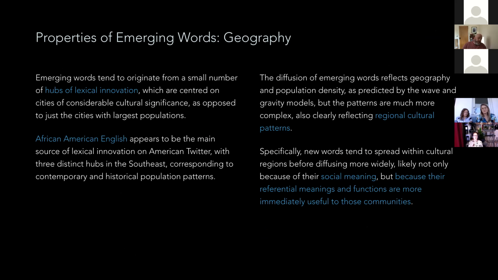Okay, so just to wrap up then in terms of these emerging words, what we find is that these words, at least from this period on Twitter, tend to originate from a really small number of hubs of lexical innovation, about 5 of them. And these are all centered on cities of considerable cultural importance. So Los Angeles, San Francisco is the first one. Atlanta, kind of the capital of African America, if you want to say it that way. The Washington, D.C. area, New York City area, and then New Orleans area, which I think is remarkable, because New Orleans isn't actually that big of a city, but it's obviously a really important cultural city.